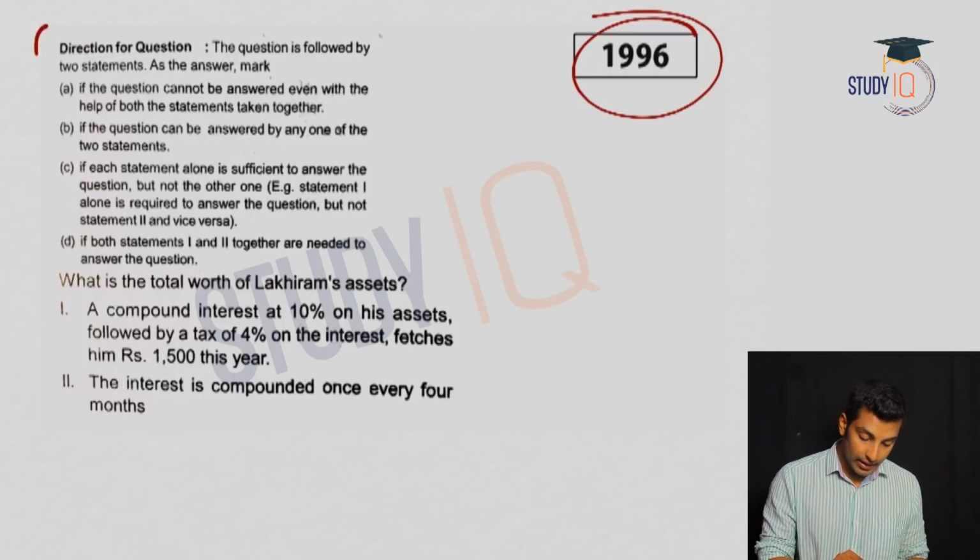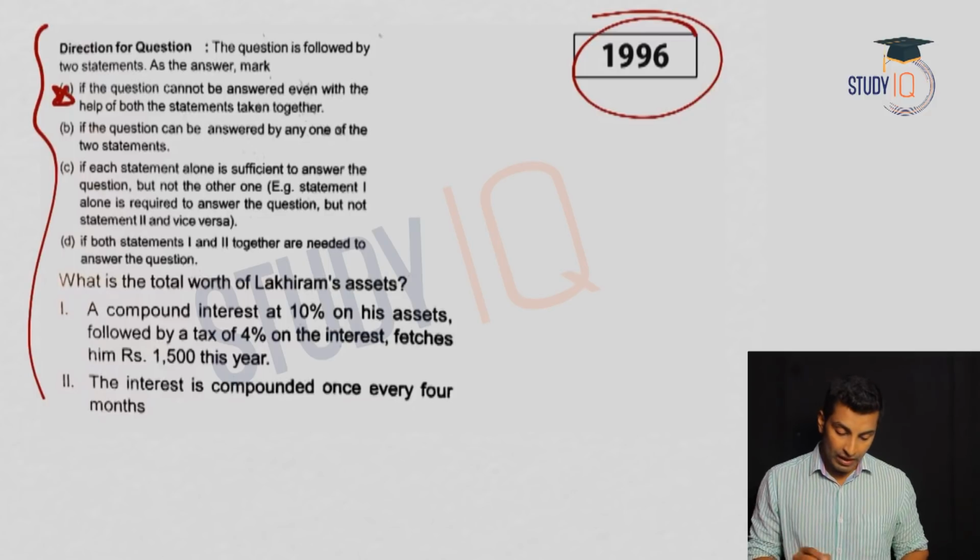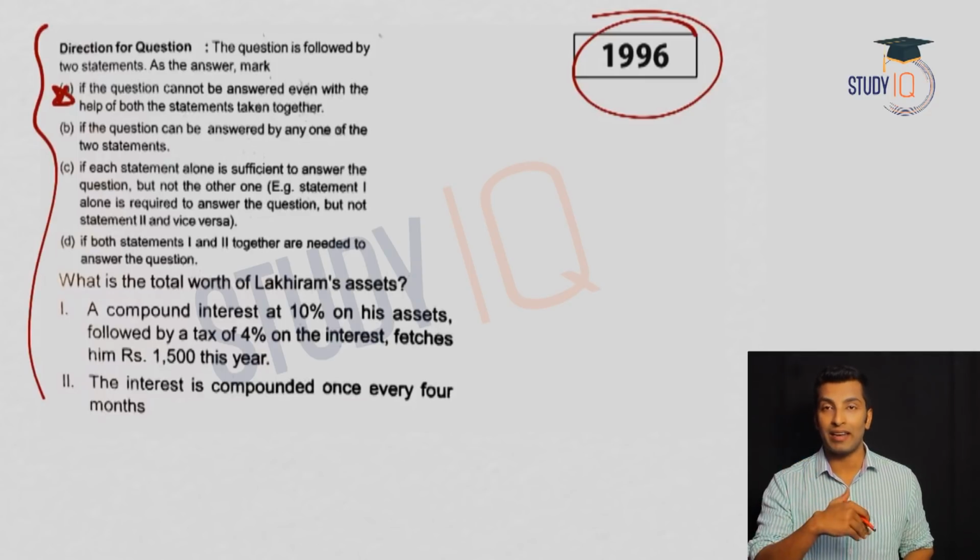So this is actually a data sufficiency question. We have already discussed the concepts related to data sufficiency, so I'll take up 3 questions related to data sufficiency. If you see, we need to first understand the options. If the question cannot be answered even with the help of both statements, normally this answer option will come in D, so you need to read it very carefully. You cannot answer the question even with the help of the 2 statements together. That's generally D, but here it is A.